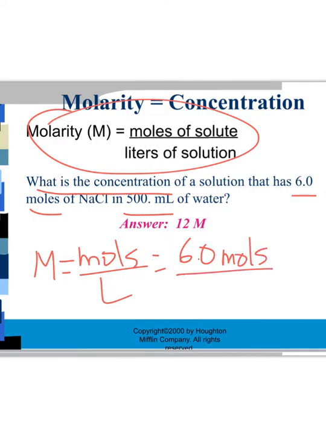And then notice here that the 500 mils, the volume, is provided for you in milliliters. We have to convert that to liters. So when we use this equation, the volume has to be in liters. All right, so you're going to move the decimal here 3 places to the left.